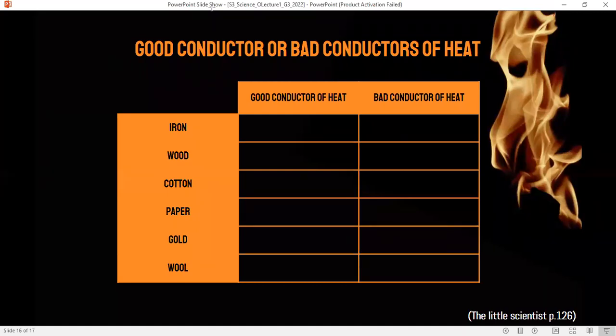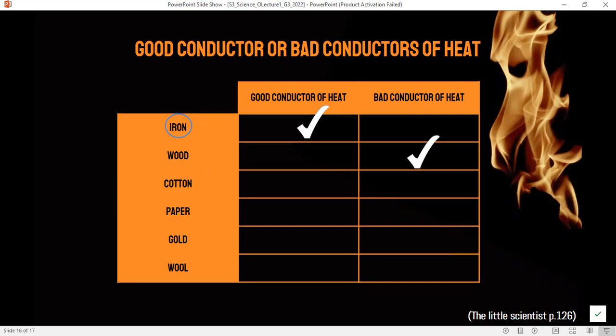Let's see some examples. This is a question found in your book on page 167. Let's start with the iron. The iron is an example of metal. Is it a good conductor or a bad conductor of heat? It's a good conductor of heat. Excellent. What about wood? Yes, a bad conductor of heat.